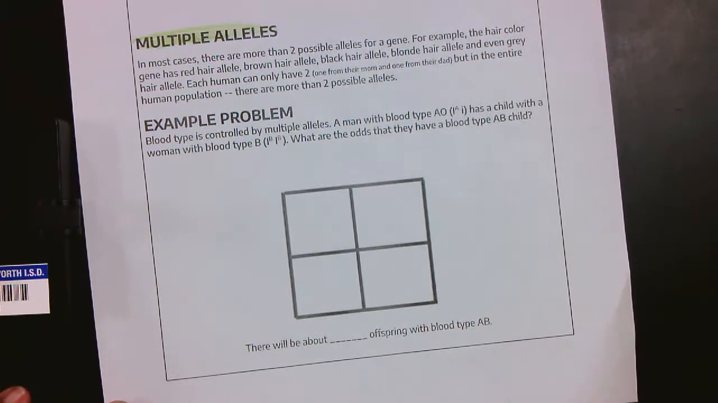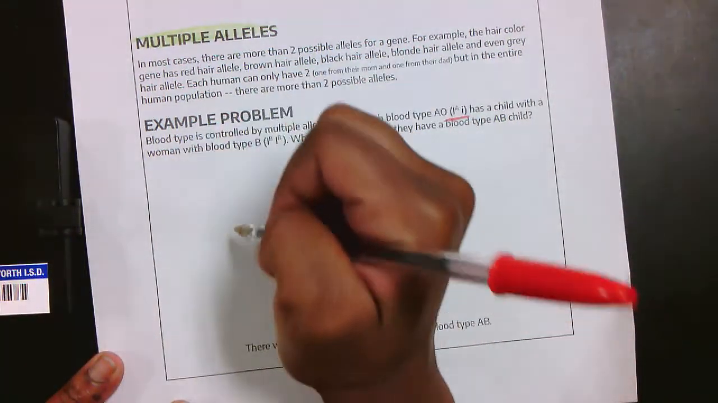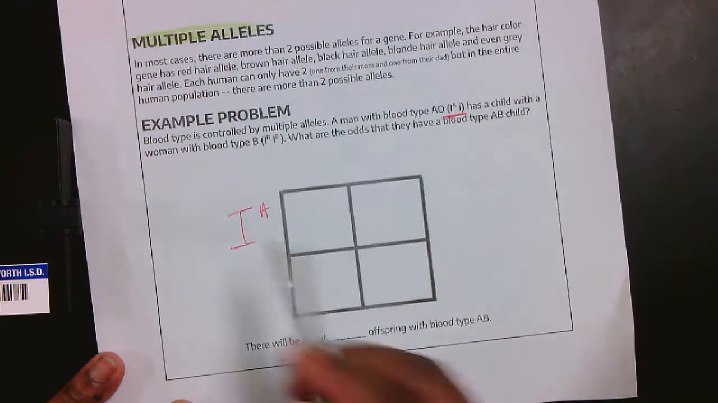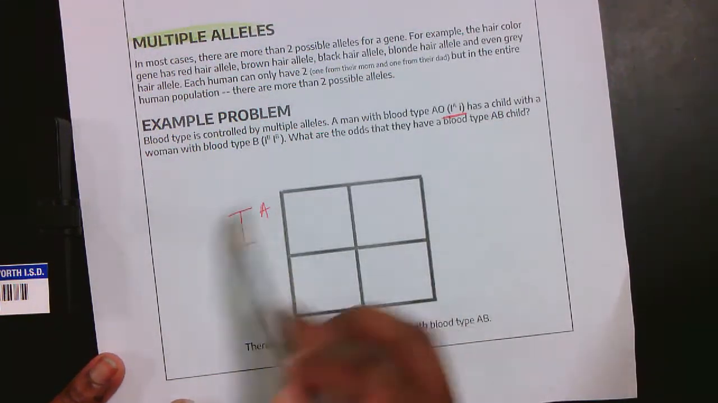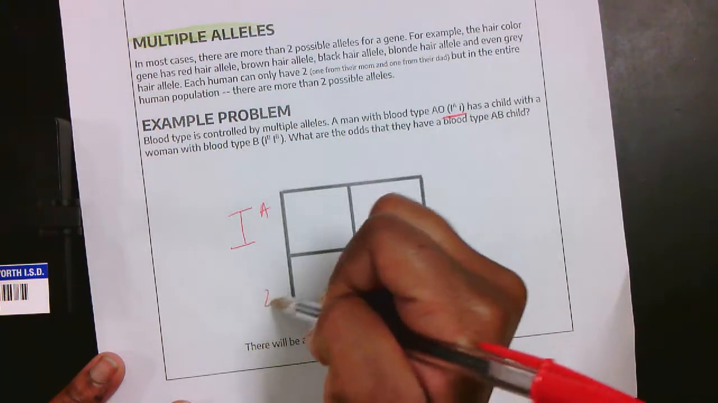So we have a man with this blood type. Let's go ahead and add him onto our Punnett square. So it's capital I and an A. That's just how they do blood typing. They use an I. Okay? And then a little i.